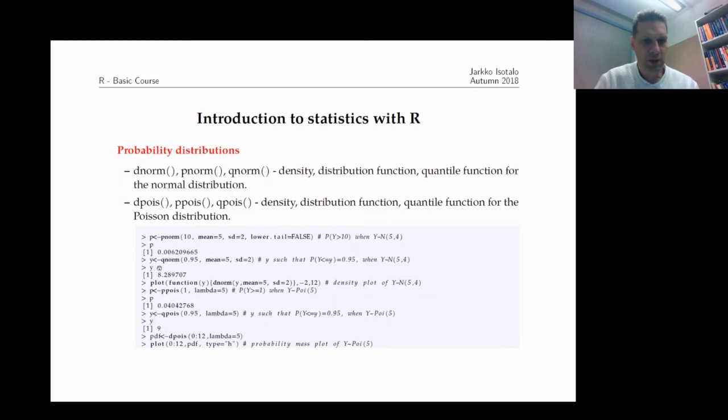Then there's a quantile function qnorm, which gives us the value of this little y for which it holds that the cumulative probability of the random variable y being smaller than or equal to this little value y is equal to 0.95, when we are still considering the same normal distribution. Then this value is 8.289 and so on.